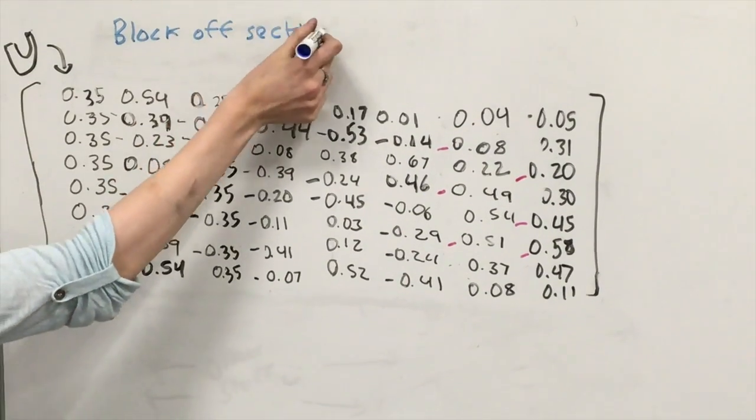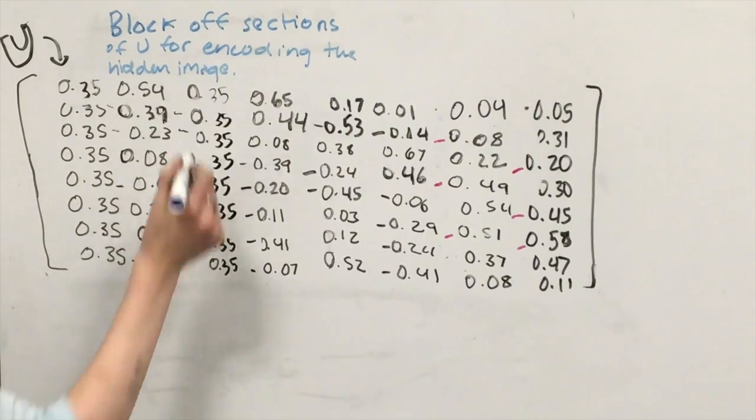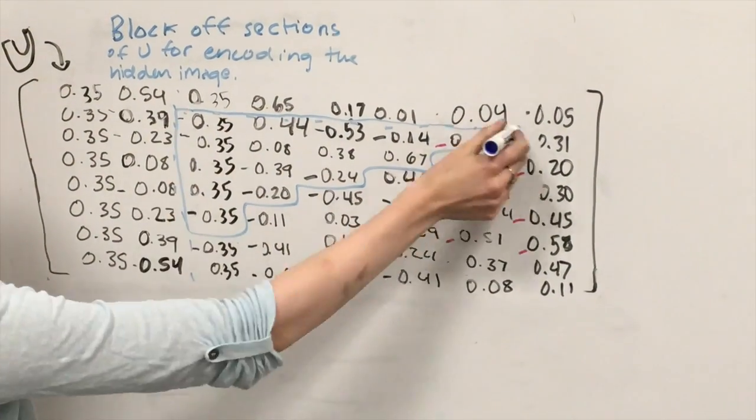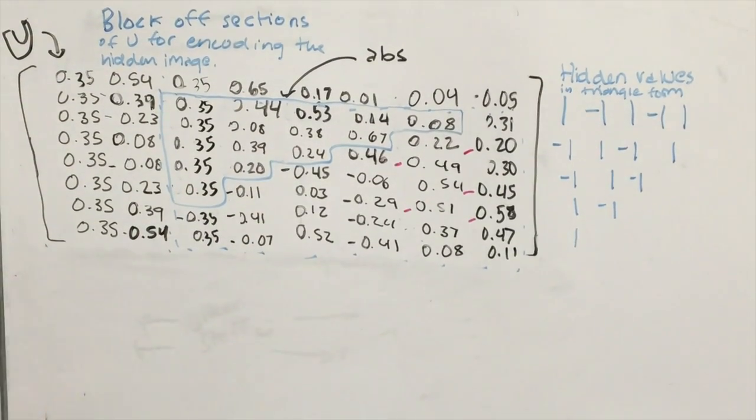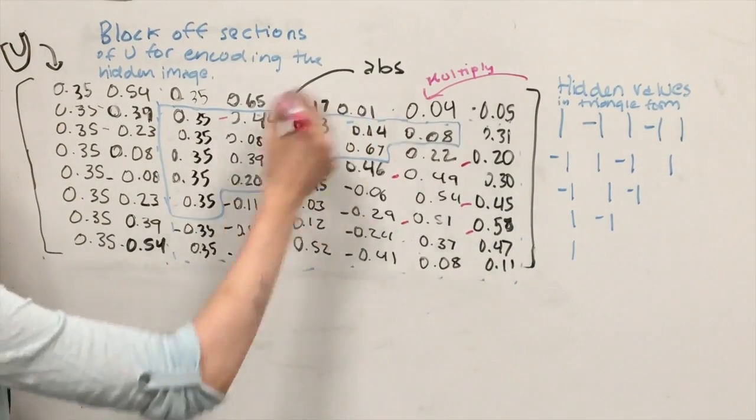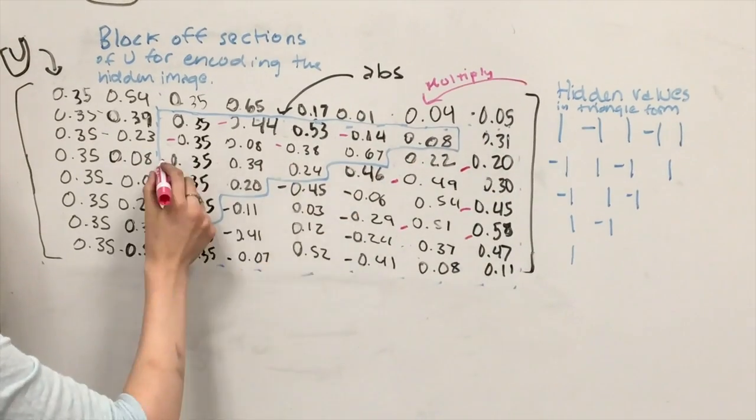We need a place to encode the hidden image. In Bergman's method, this is a 15-bit triangle, 2 columns in and 1 row down. To encode the hidden matrix's values, take the absolute value of the stuff in the triangle and multiply it by the values that you find in the hidden triangle.